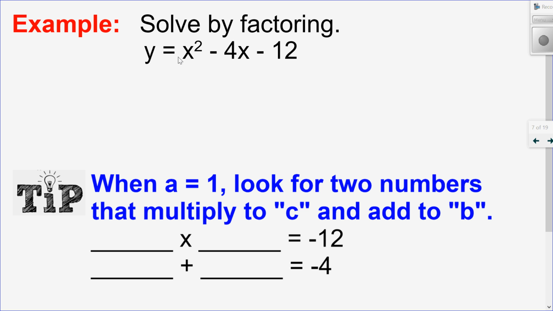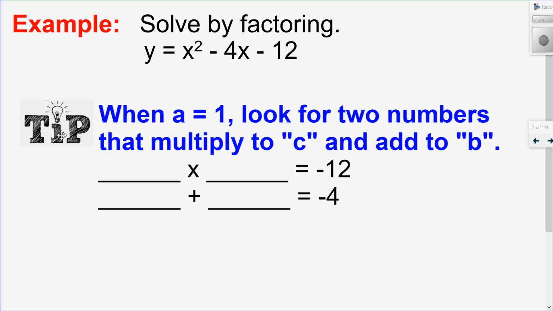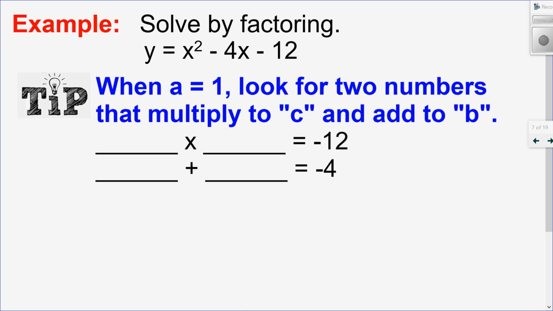So I want to solve this one here by factoring. My tip for you here is when a equals 1, the number in front of x squared equals 1, look for two numbers that multiply to the c value, which is your last value here, and also add to your b value, paying attention to the signs. So I want to find two numbers that multiply to a negative and add to a negative. First of all, with integers, if they multiply to a negative, I know one factor is positive and one factor is negative. Okay, and then I'm just going to look for two factors that are 4 apart.